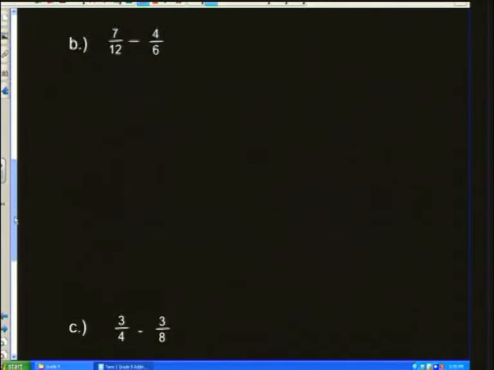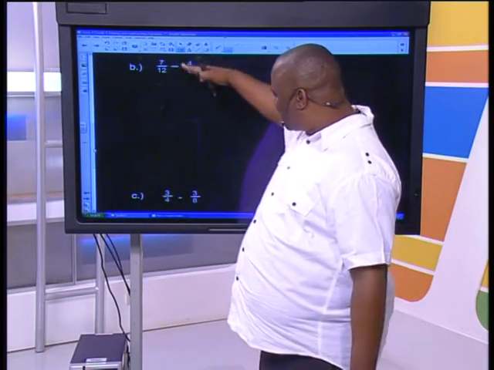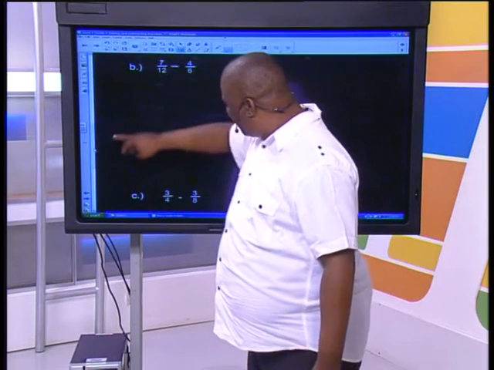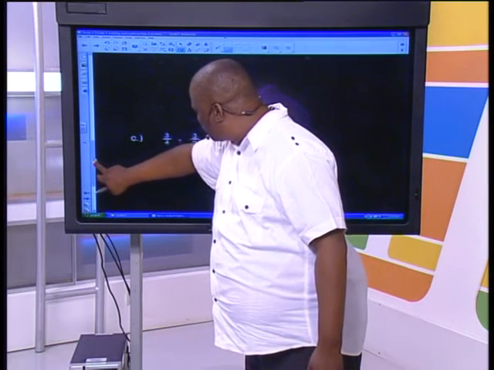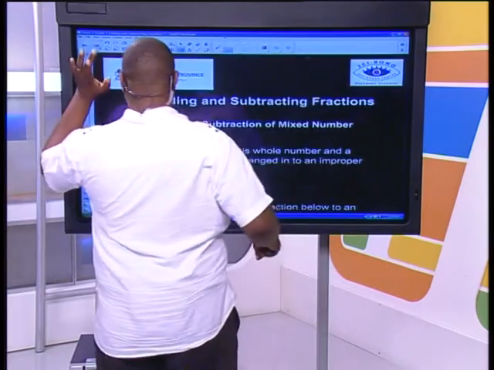So these ones you can do them. That's number B: 7 over 12 minus 4 over 6. You can do them as a group, following the same procedure which I've done in number A. Number C also, you can do it as a group following the same procedure as I've done in number A.